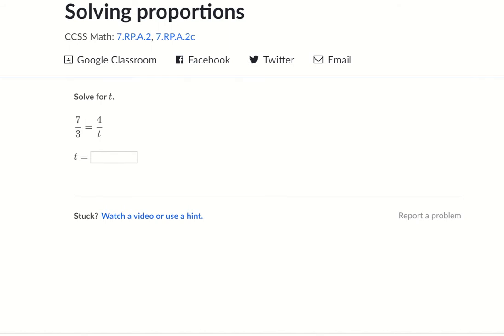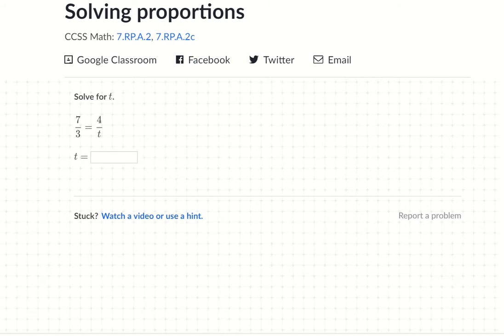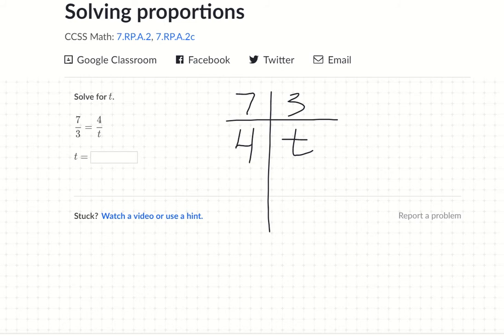Would you use a ratio table? So, for example, this problem here, 7/3 is compared to 4 over what? We're trying to figure out what t would be. We could set that ratio table up. We could say I've got 7 to 3, and if I put the 4 here, I'm trying to figure out what t would be.